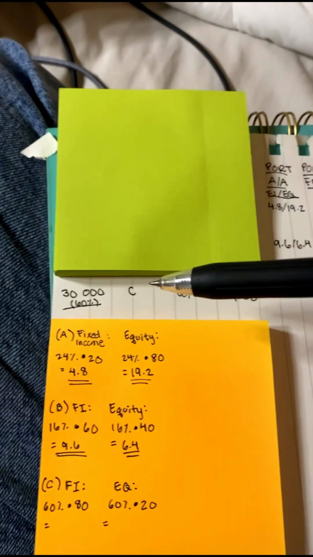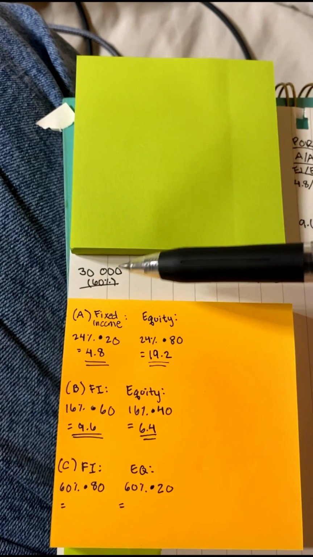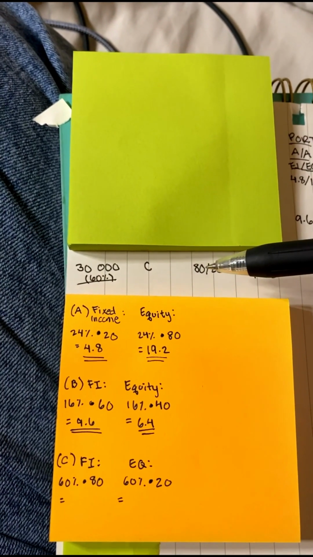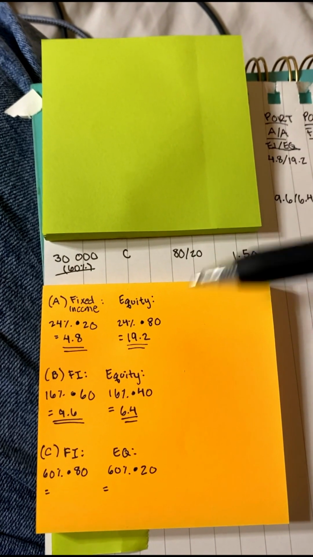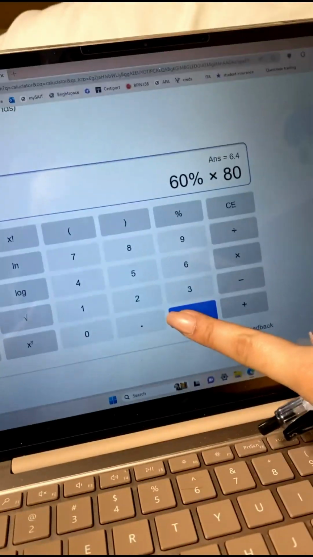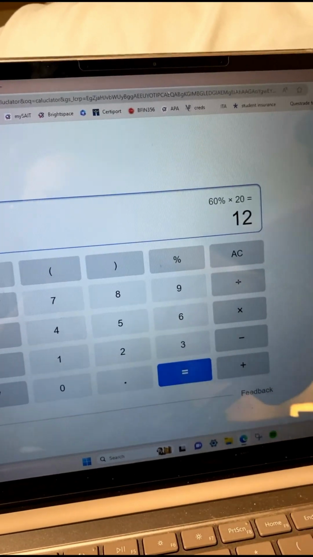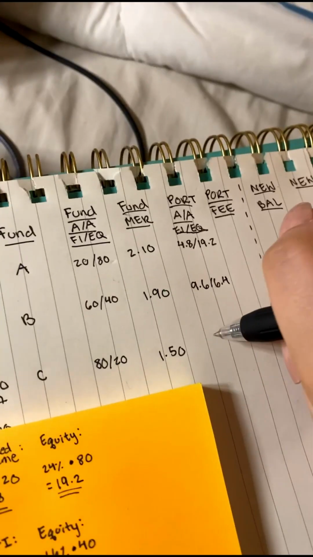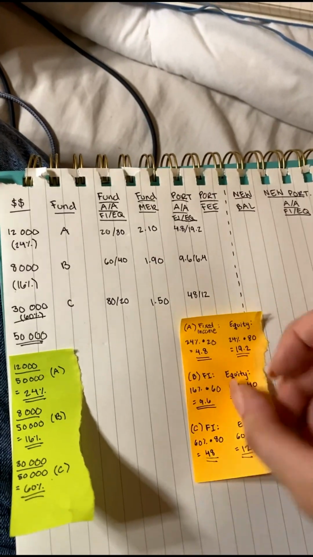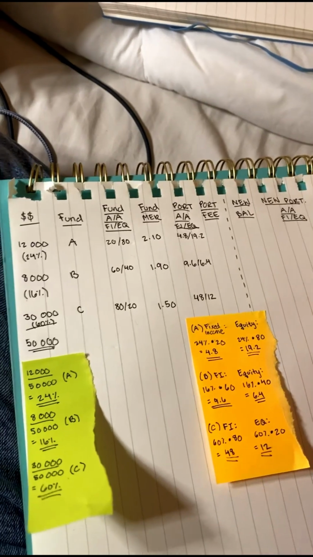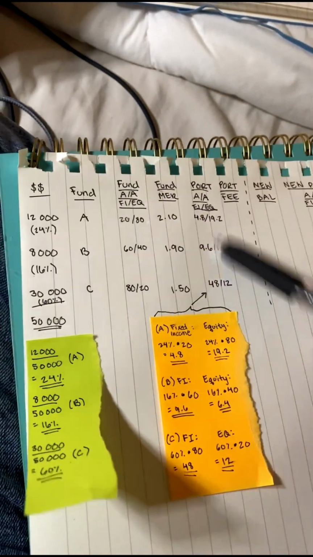And then for fund C, you do the exact same thing. So 60% times the 80 is fixed income, and 60% times 20 gives you your equity. That's 48 fixed income, 12 equity. Okay, I just moved it over. This is for this row.